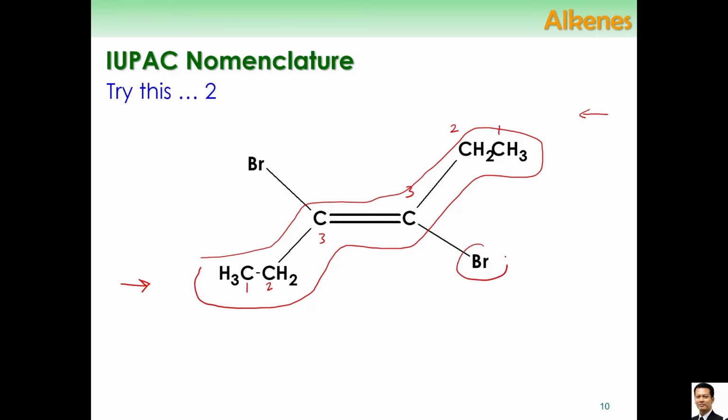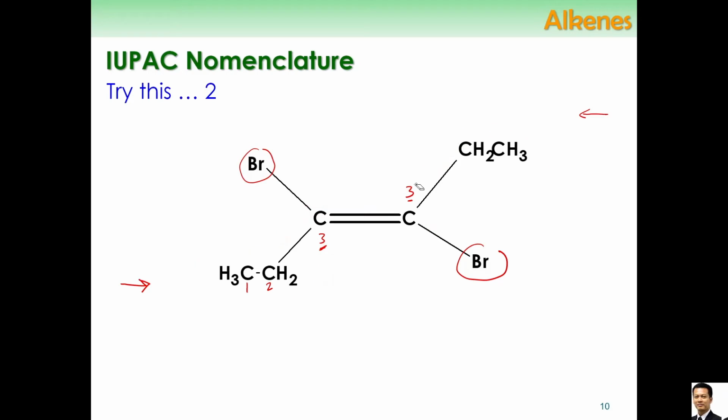And bromine, you also find it at carbon number 3. Okay, the same thing. So actually, whether you count from the left or from the right, it does not make any difference because this is a symmetrical structure. So let's just choose one numbering: 1, 2, 3, 4, 5, 6. So this one is hexene, because 6 carbon atoms, it is hexene. And the double bond is at carbon 3 and 4. When it is 3 and 4, we choose the lower number. So this one is 3-hexene.